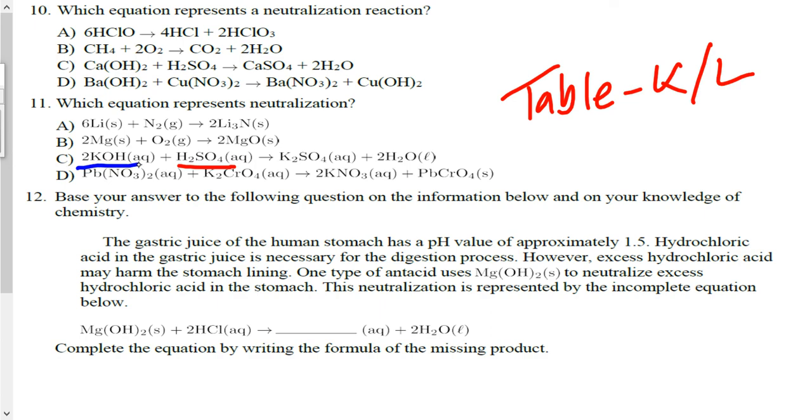So sulfuric acid will donate all the protons, which is hydrogen ion, and potassium hydroxide will give away all the hydroxide ions to form water, which is something neutral. And then potassium and sulfate are going to produce K2SO4. And therefore, option C is the best possible answer for question number 11.